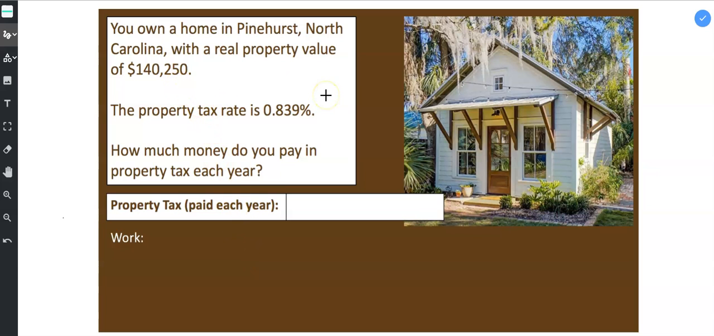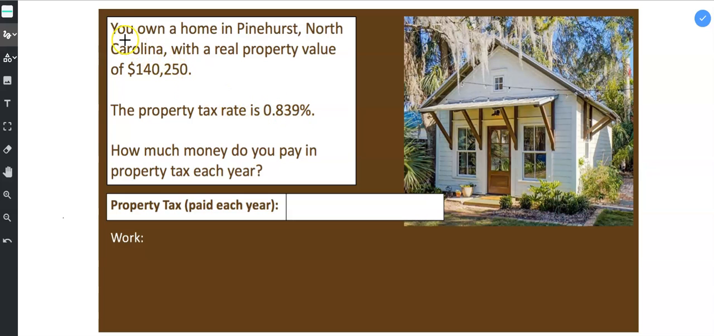I went ahead and I grabbed my paperwork for my own home and the property tax. So we are actually calculating the property tax that I pay each year on the home that I own, on my property. So this is not really a picture of my house. This house is a lot prettier than my house. But this data, this information is about my house.